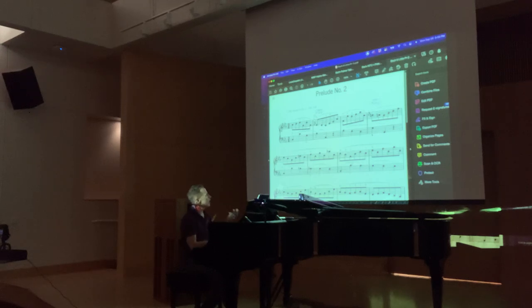So what are some different ways we can improvise on this kind of material? So there's the passing and neighbor tone approach. So you can say, I'm only going to do passing and neighbor tones here.